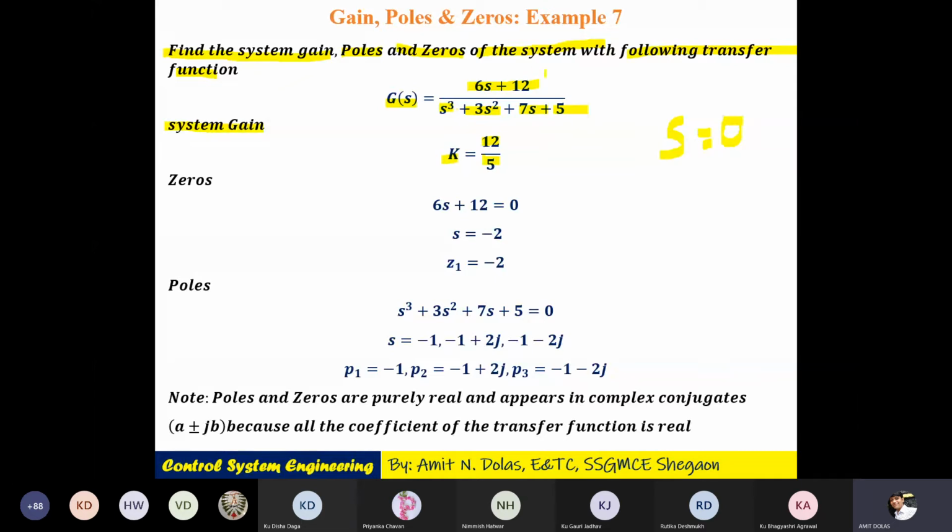Then for zeros, we have to equate the numerator to 0, so 6s plus 12 is equal to 0. Taking the 6 to the other side, it will be s equal to minus 2. So the zero will be minus 2.